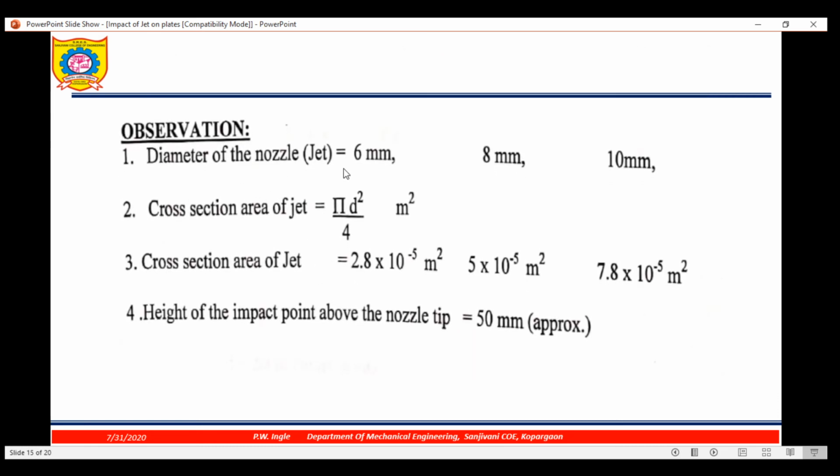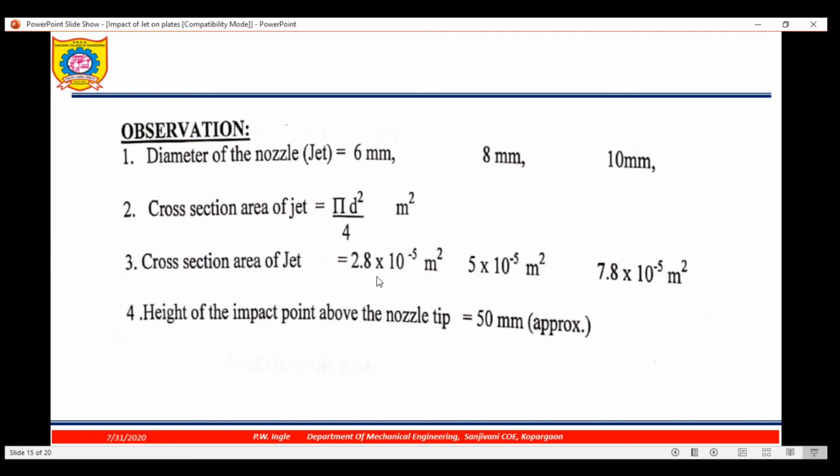Now these are the observations. For a 6 mm diameter nozzle you can have different openings of the bypass valve. So at different pressures the pressure gauge will indicate different pressures, and with respect to that pressure reading you can note down the rotameter reading and the actual force reading. Then calculate the cross section area of the jet. So it is pi by 4 d square, in meter square. Then these are the cross sections for 6 mm, 8 mm and 10 mm.